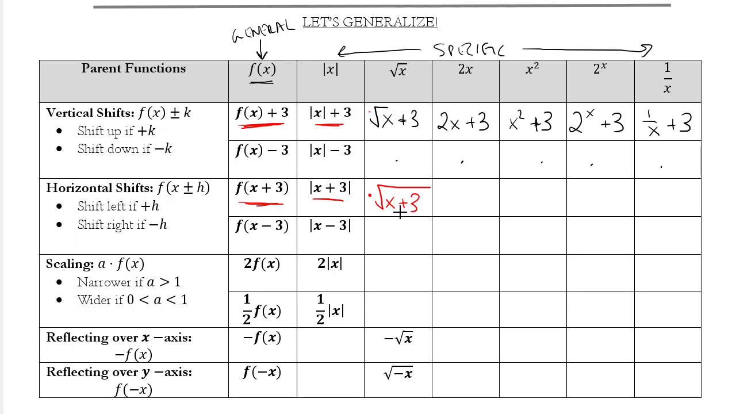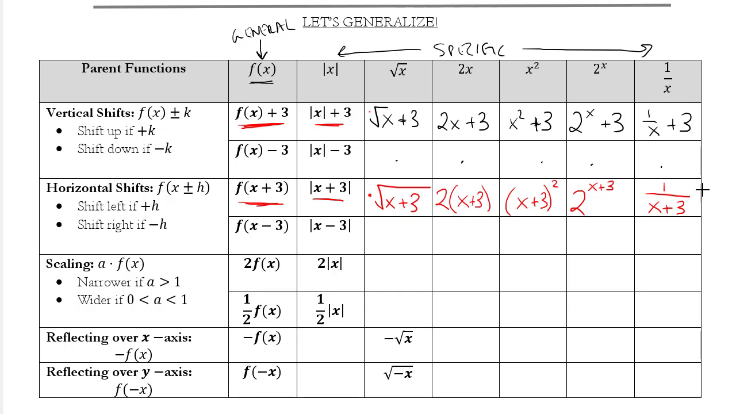I definitely encourage you at this point, if you feel comfortable, to fill in the rest of this table right here. And I'll do it right now as well. So instead of 2x plus 3, it's going to be 2 times, right? Our x is turning into x plus 3, that quantity. Here, we're going to do x plus 3, all of it squared. You see the difference here? Here, we're going to do 2 to the power of x plus 3. And here, it's going to be 1 over x plus 3.